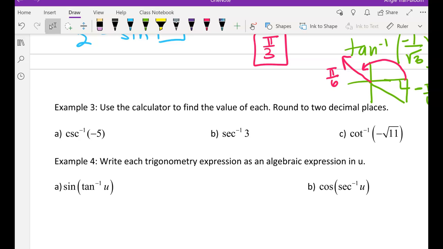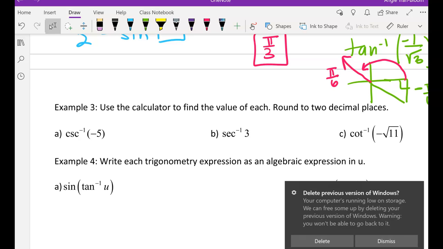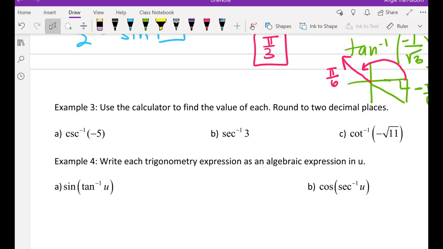Is it a restriction? Remind me of the domain of cosecant inverse. We're at negative infinity to negative 1. Is negative 5 within that? So shouldn't you have an answer? Yeah. Okay. Punching it in. We know we have to have an answer because it is within the restriction of cosecant. The question is, how do you punch it in?